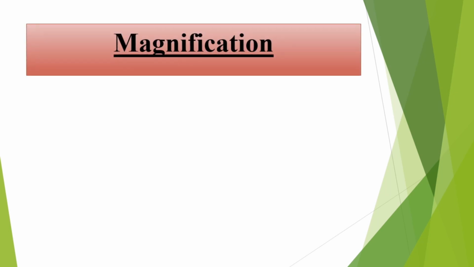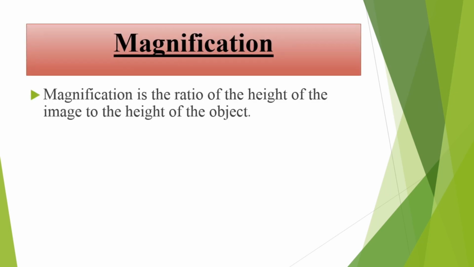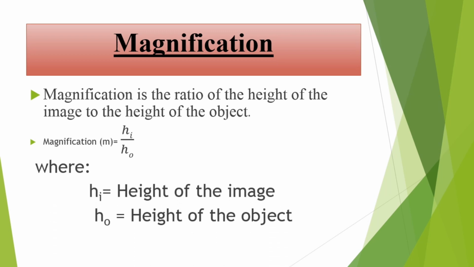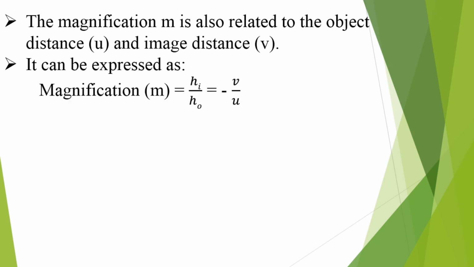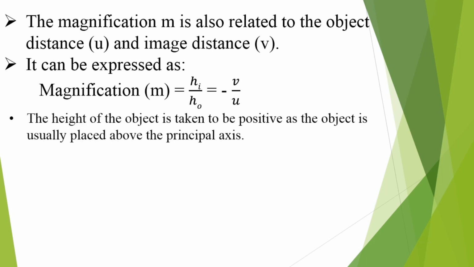Next is magnification. Magnification is the ratio of the height of the image to the height of the object. It is given by the formula magnification m is equal to hi by h naught, or h dash divided by h, where hi or h dash is the height of the image, and h naught or h is the height of the object. Magnification is also related to the object distance u and image distance v, and it can be expressed as m is equal to hi by h naught is equal to minus v by u.